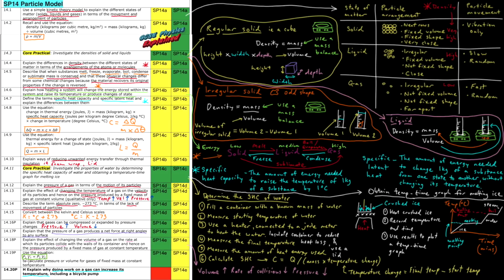Use the equation P1 V1 equals P2 V2. So they'll just give you 3 values. You've got to work out the 4th, so make sure you can rearrange equations just in case it's on. And explain why doing work on a gas can increase its temperature. Well, you just need to know that if you do work on a gas, so remember work is force times distance, so if you are pumping up a gas by putting a force on it, that'll make the gas get hotter, for 1 mark.